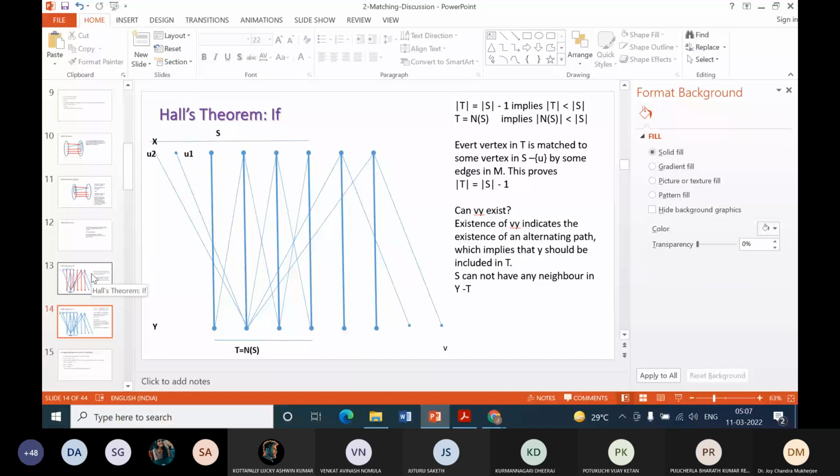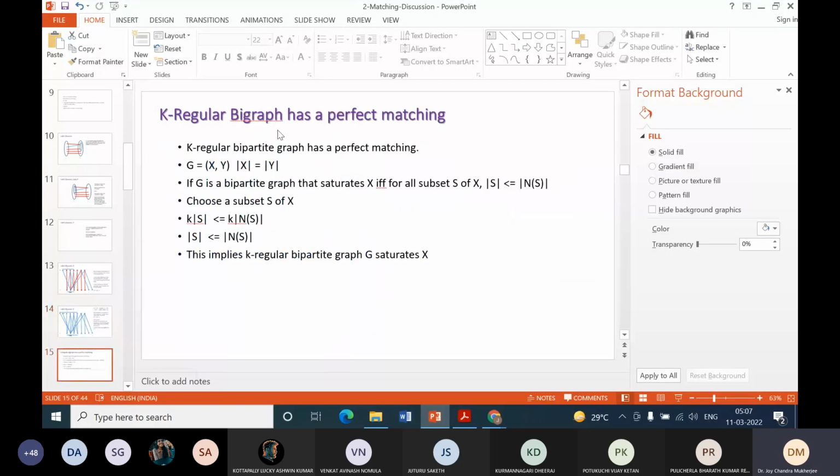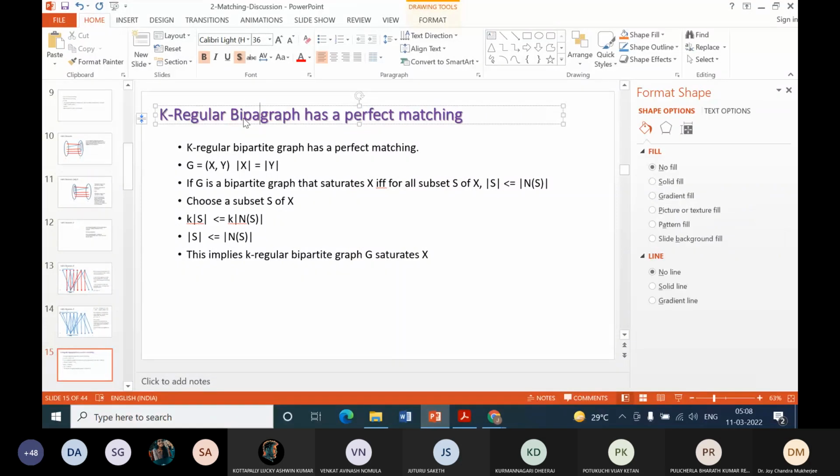So next we will prove another thing. The claim is this: a K regular bipartite graph has a perfect matching. Basically, this has very good applications in algorithms. So we have to prove that a K regular bipartite graph has a perfect matching. Now, already we have proven this fact. Okay, we will again prove it.